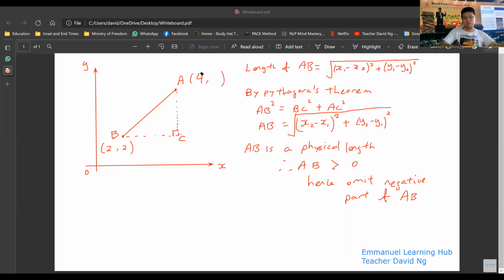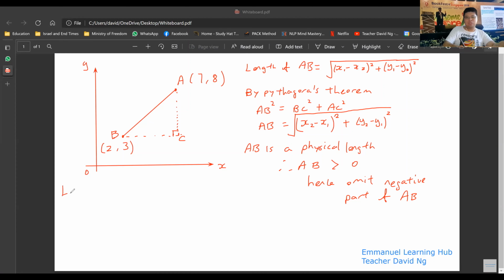Let me use a bigger number. 7, 8. And this one I use 2, 3. Okay, different numbers, so that it's clearer. Let's say this coordinate is 2, 3. This coordinate is 7, 8, right?